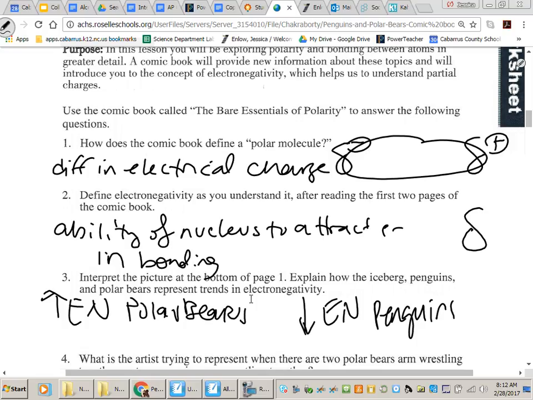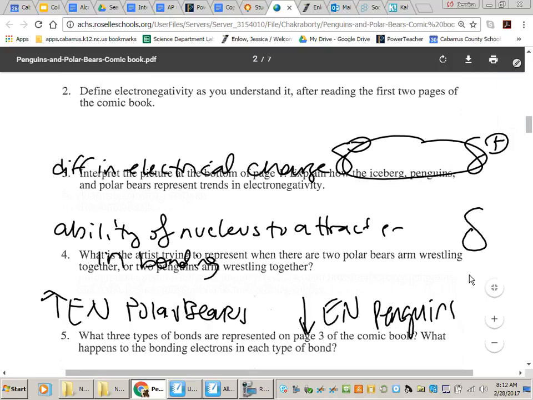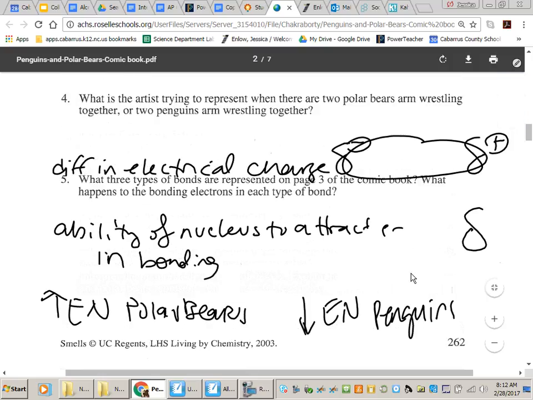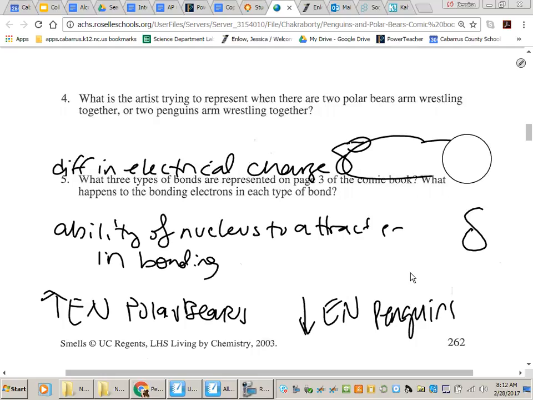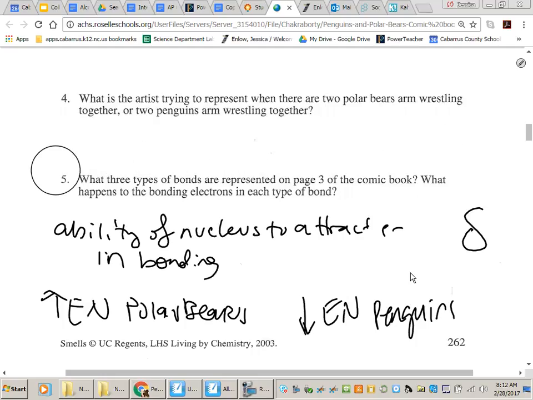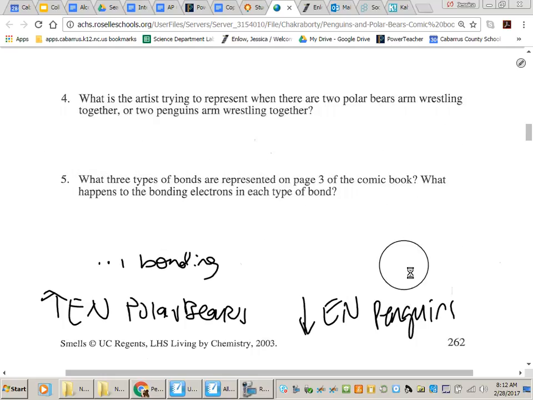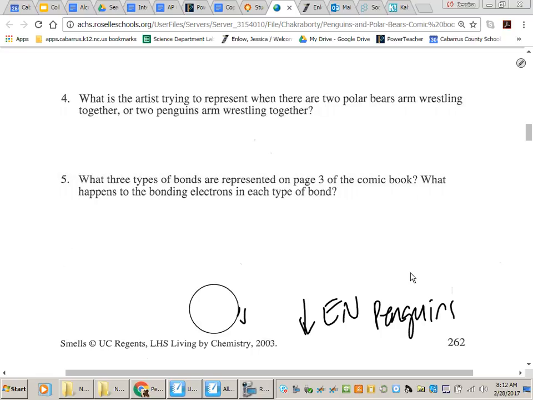All right, what is the artist trying to portray? Let's see if this travels with me. What is the artist trying to portray when there are two polar bears wrestling? Sydney, what do you think? The two polar bears, what page was that on? Maybe somebody at your table. Not the same charge. It's non-polar, but thank you, that's what I'm looking for.